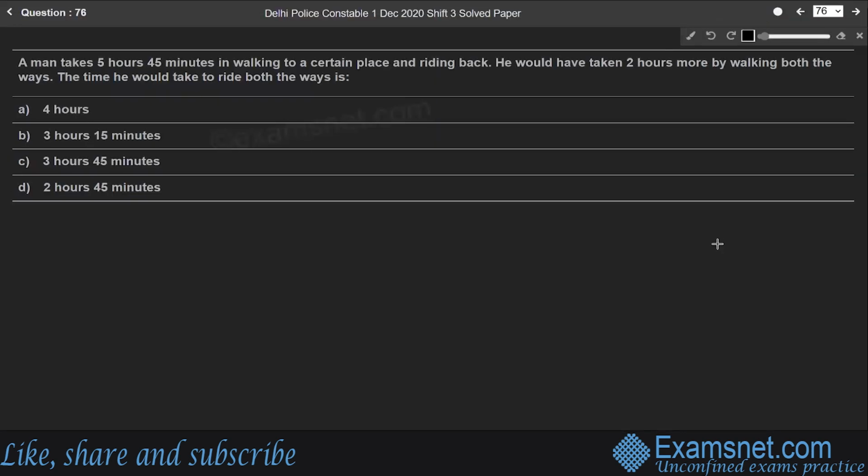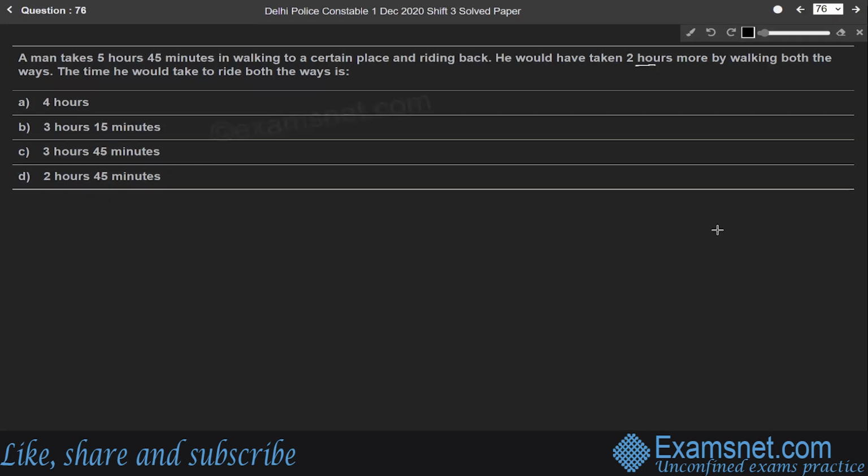Question 76. A man takes 5 hours 45 minutes in walking to a certain place and riding back. He would have taken 2 hours more by walking both the ways. The time he would take to ride both the ways is? Let us consider two places A and B, and let the distance between A and B be x. The man takes 5 hours 45 minutes in walking to a certain place B and riding back. So the time taken to travel from A to B and B to A is 5 hours 45 minutes.